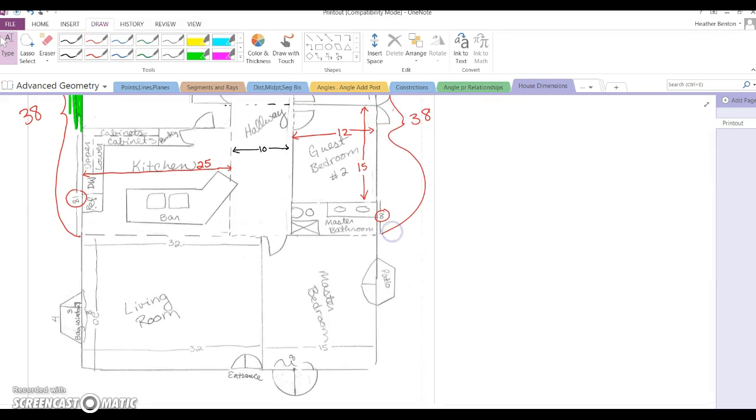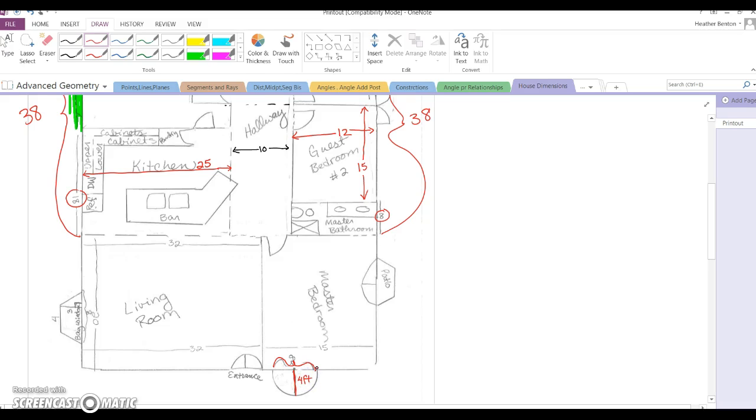Let's look at some other features down here at the bottom. I've got this circle bay window on my master bedroom. I have it labeled right now as having a diameter. Half of this circle is 8 feet across. So we know that the radius from here to here should be 4 feet.